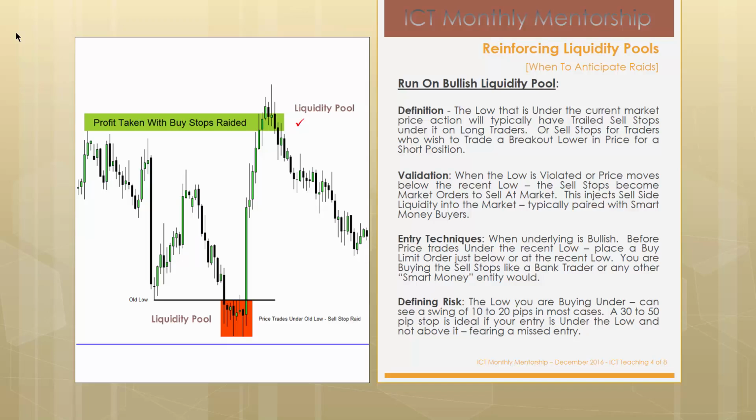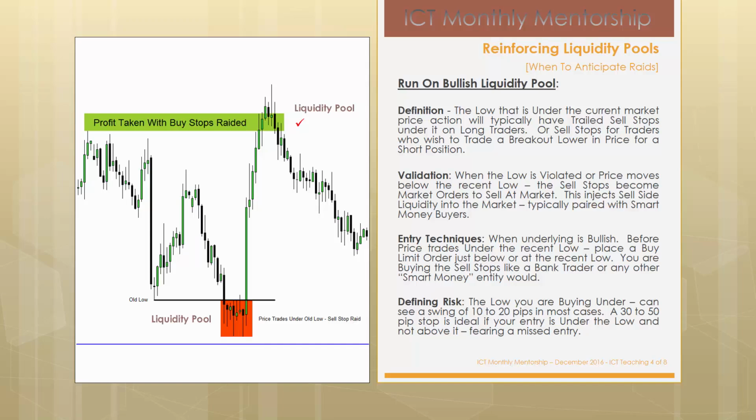A 30 to 50 pip stop is ideal if your entry is under the low and not above it. Because if you're trying to get ahead of the move, trying to buy above the low or at the low, you're really probably just fearful you're going to miss the entry. It's better to wait for the market to trade under that low, and once it trades under there 10, 20 pips, that's a really good ideal entry point, because if you use a 30 to 50 pip stop while entering significantly below the low, by 10 or 20 pips below the low, it's going to take a real significant move to knock you out.